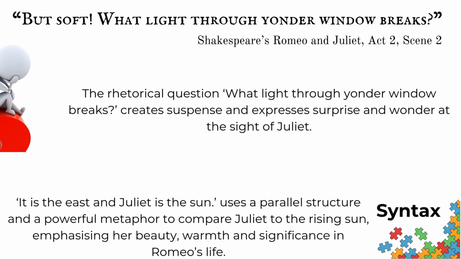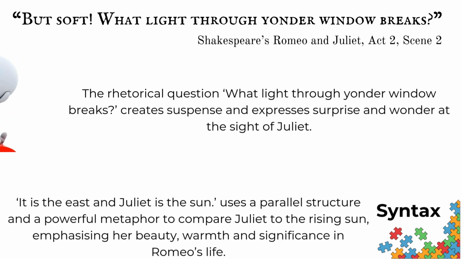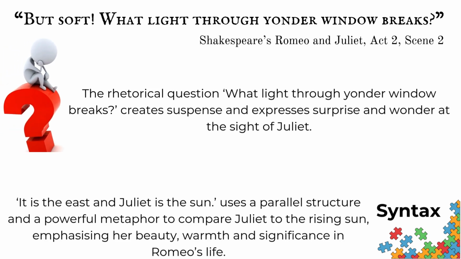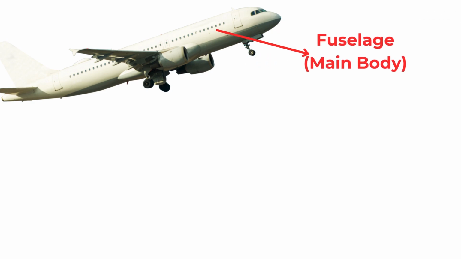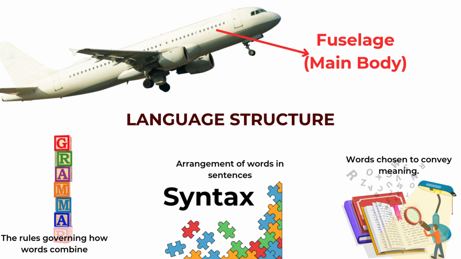And then there's the vocabulary. By comparing Juliet to the sun, Shakespeare uses a metaphor that shows the intensity of Romeo's feelings. So, just like the fuselage keeps a plane in shape, grammar, syntax, and vocabulary give language its structure, helping us to understand how it all fits together.